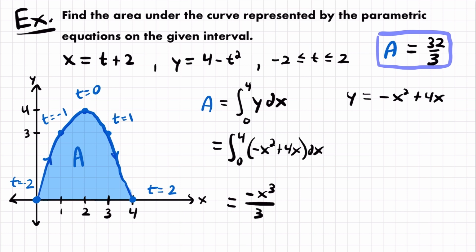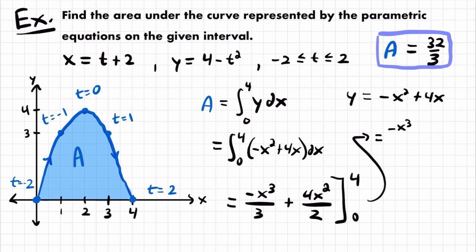And then an integral of 4x, we need to add 1 to that exponent and divide by the new exponent. So we'll have 4x squared divided by 2. And then that is evaluated from 0 to 4. All right, now 4 divided by 2 is 2. So we can simplify this. And so I'll write that up here. That is equal to negative x cubed divided by 3 plus 2x squared. And that will be evaluated from 0 to 4.